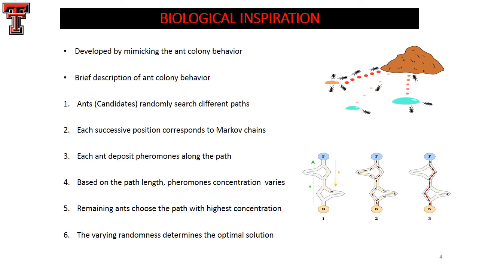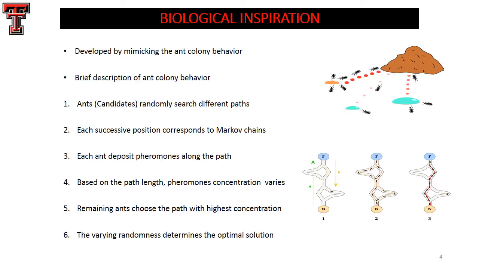This slide briefly describes the biological inspiration based on which the ant colony optimization technique has been developed. For simplicity, let us consider this picture. Let the blue hill represent the ant hill and these three drops represent the food source. As can be seen, initially all the ants move in a random manner, depositing pheromones along their travel path. Each move of the ants can be considered as a part of a Markov chain, because the probability of the move depends only on the current value and not on the previous values.